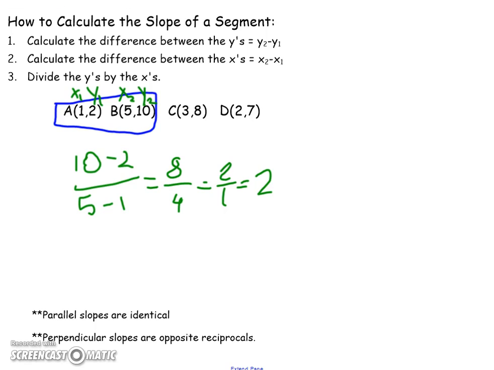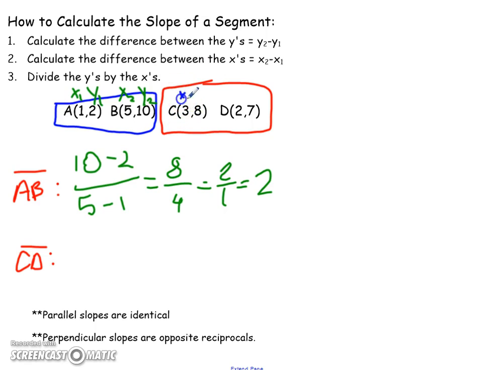Okay, now if I wanted to compare two segments to see if their slopes were parallel or perpendicular, I'd obviously need another pair of endpoints. So if I'm comparing segment AB, I'll call this AB here. This is the slope for AB. And then I'm going to repeat maybe with CD and see how those slopes compare. So I'm looking at these 2 points now, and this would be x1, y1, x2, y2, and I'll repeat the formula. So this time it'll be 7 minus 8 over 2 minus 3.